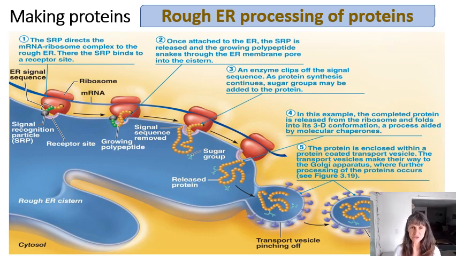Once they're bound to the rough endoplasmic reticulum, the signal recognition particle will be released. So this little dark gray ball here will be released, and the growing polypeptide is going to come through the pore of the rough endoplasmic reticulum into the cistern.